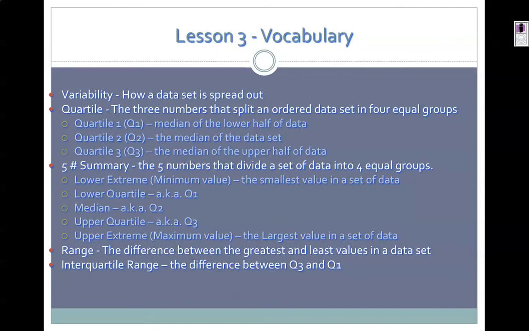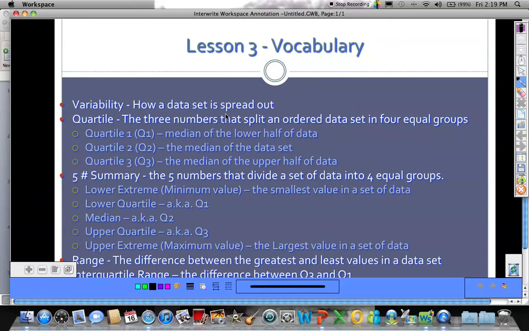First, we're going to start off with some vocabulary words. First, we have how data is spread out, and that is our variability. Now, you should be looking for spread out. That's where you should be filling in. Make sure you're following along. Quartile is the three numbers that split an ordered data set in four equal groups.